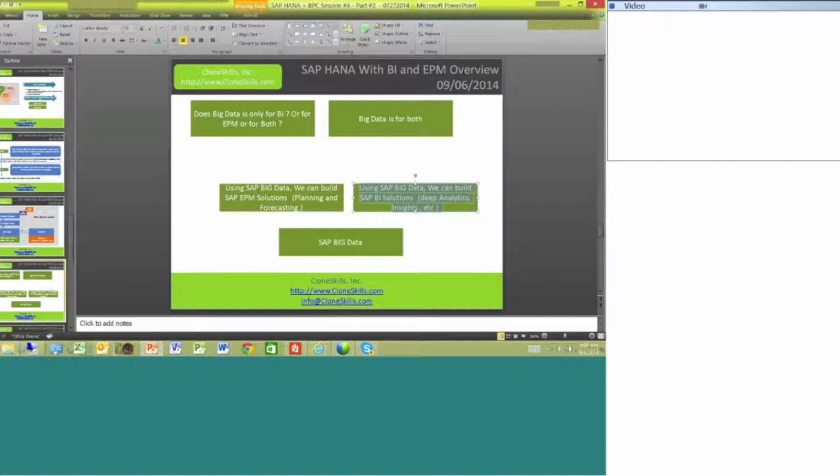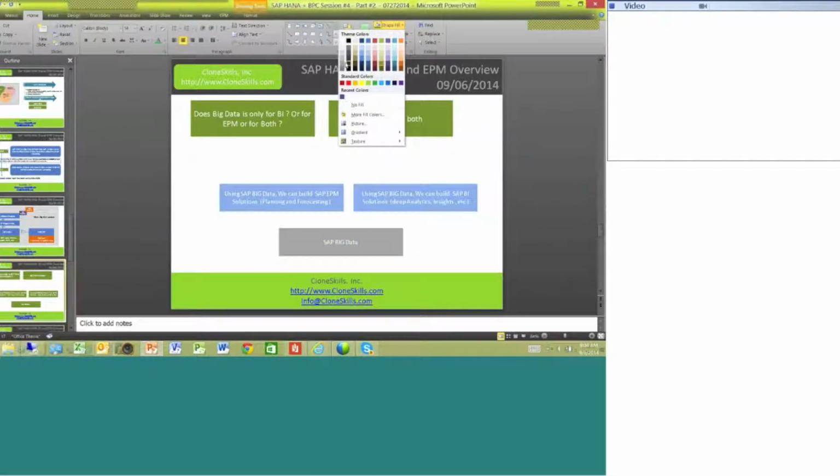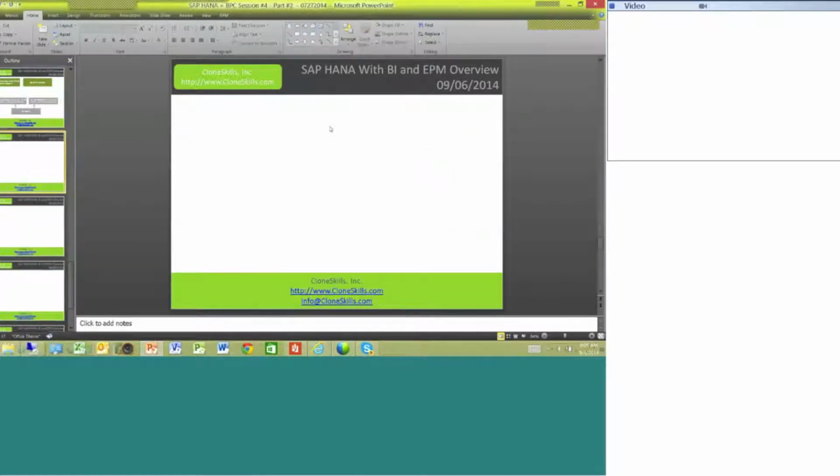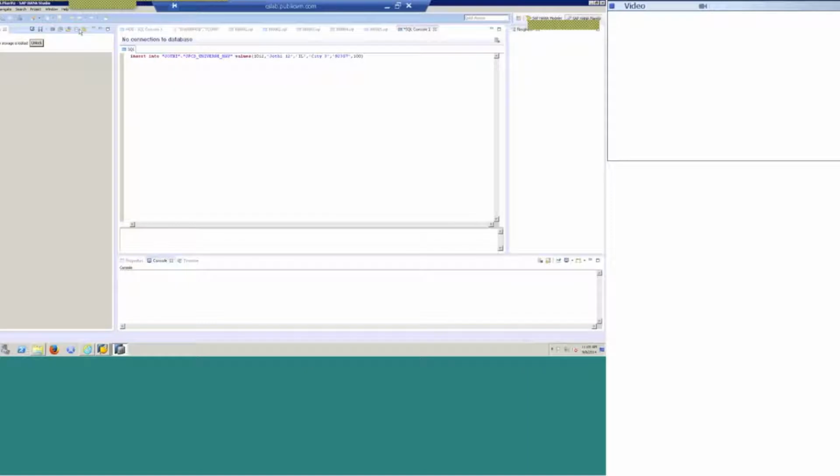So big data is not only for BI, it's not only for EPM, it's for both. You have to understand this is something that is really required for both. I would encourage you to spend some time and get more insights. Big data is not just about Hadoop. Many people talk about it, but many people aren't telling you the whole picture. They become technical developers, and they don't have much value. So note big data, correct? You need to know this.